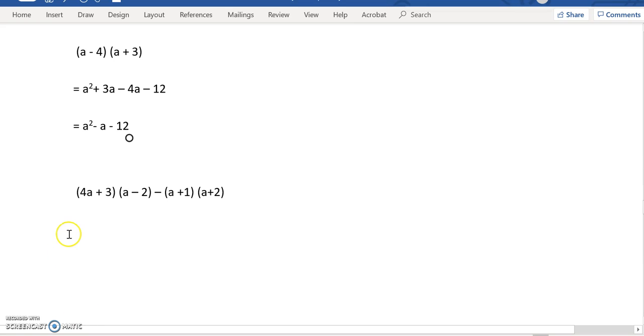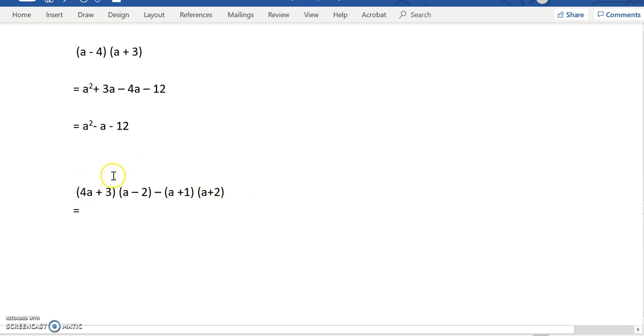And our last one requires us to do two different lots of brackets, which have a negative sign between them. So what we might do is multiply this side out first, keep the negative sign in there, multiply that out as well, and then take them away from each other. So let's see how that looks.